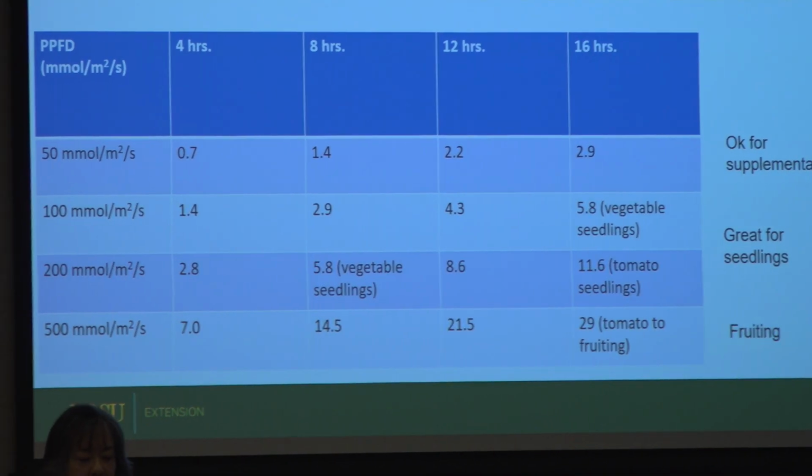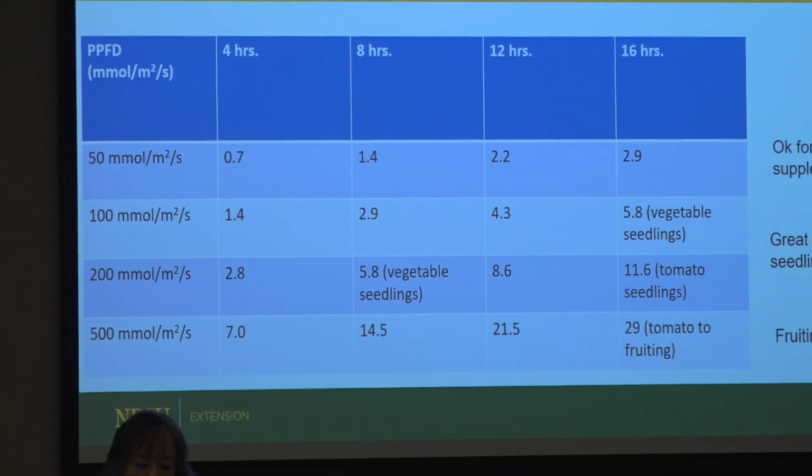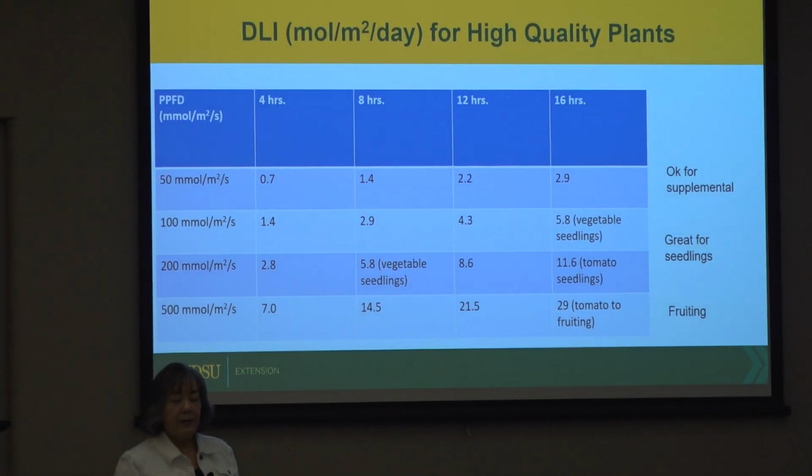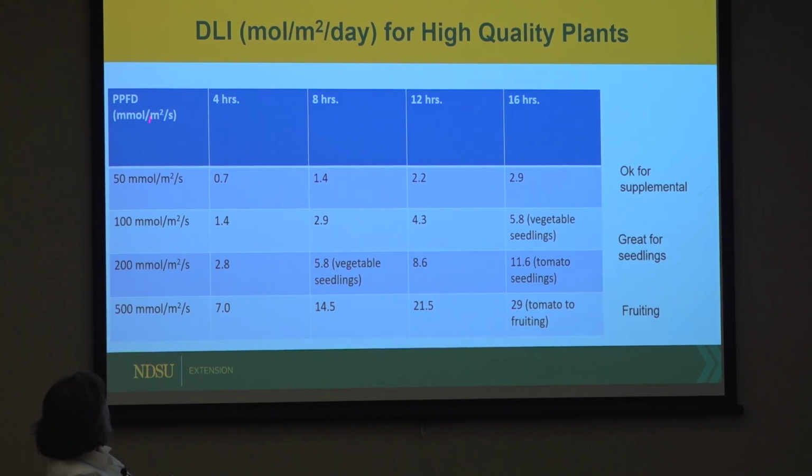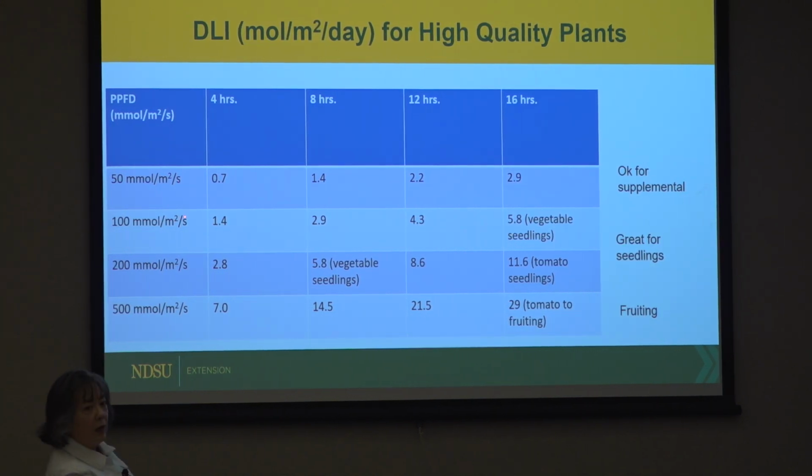So here's another table to help you. Say you go to the store and you buy a plant grow light that has 50 micromoles. This is the PPFD again. This is the intensity. How long would you have to leave the light on to reach like 3 moles or a DLI of 3? You'd have to leave it on for 16 hours. If you bought a light fixture that had a PPFD of 100 and you wanted to grow vegetable starts, you'd have to leave that on for 16 hours.